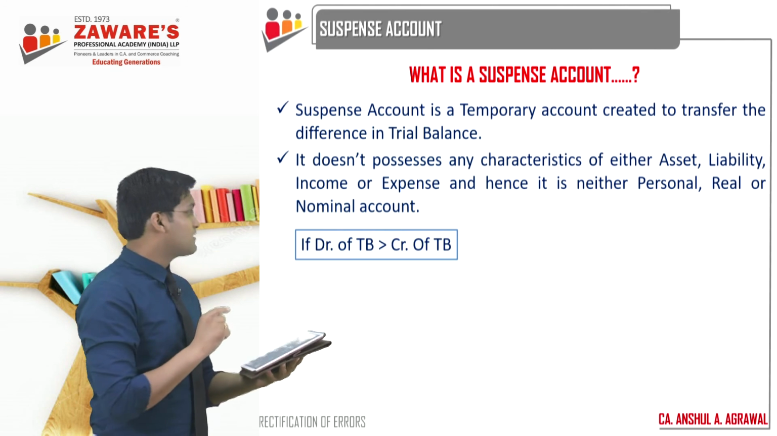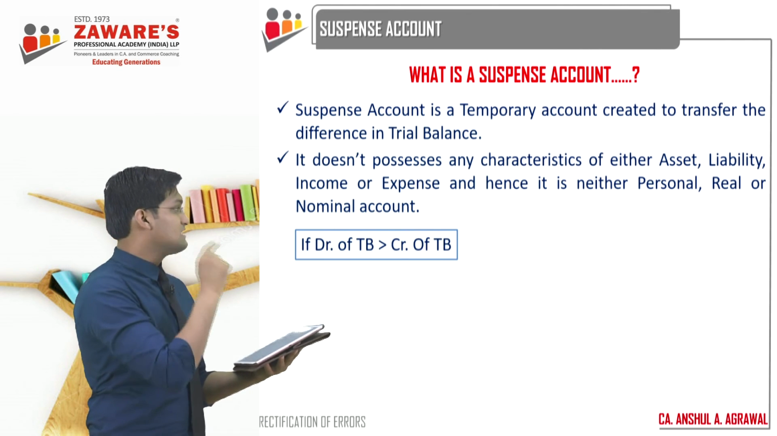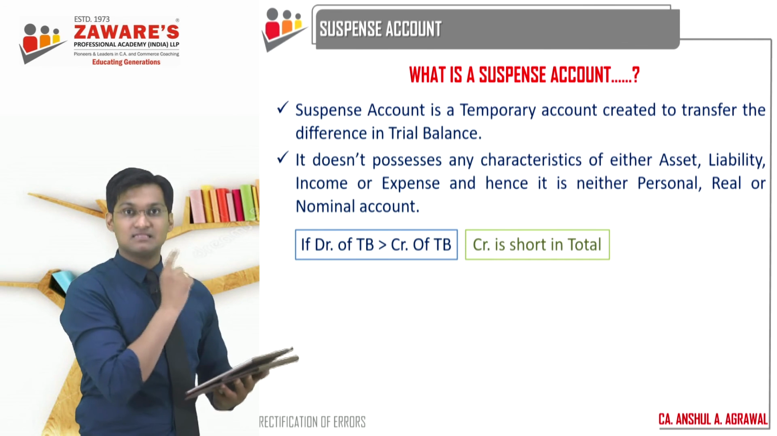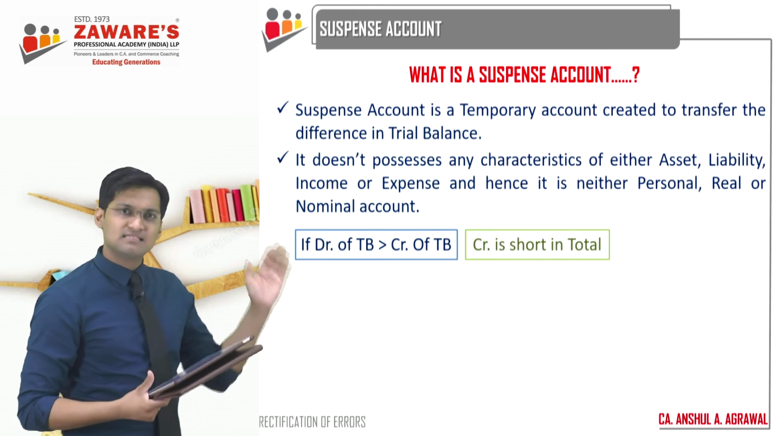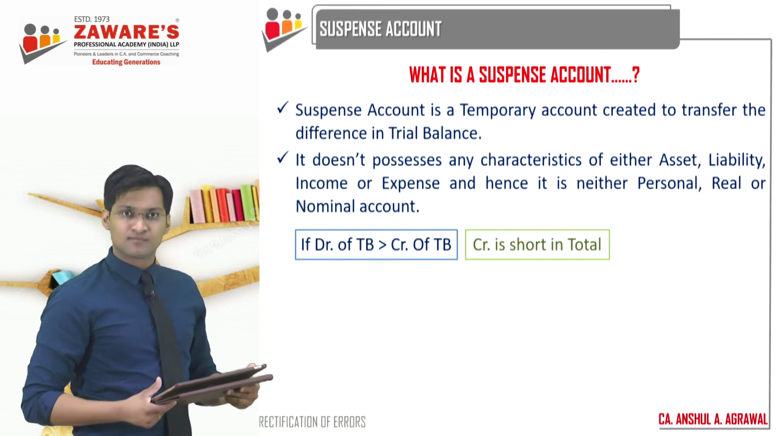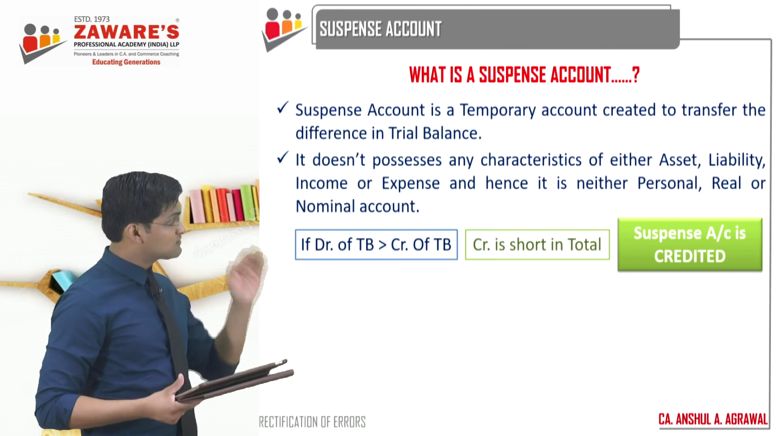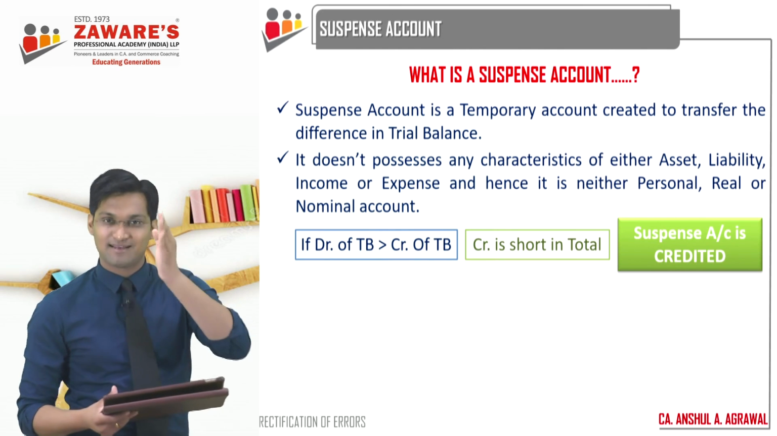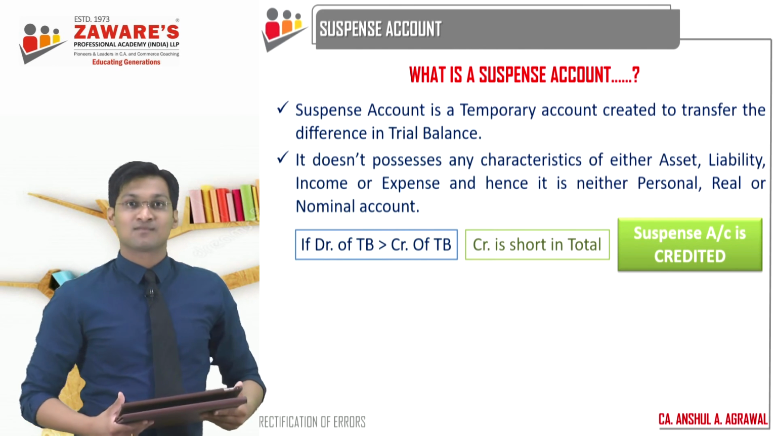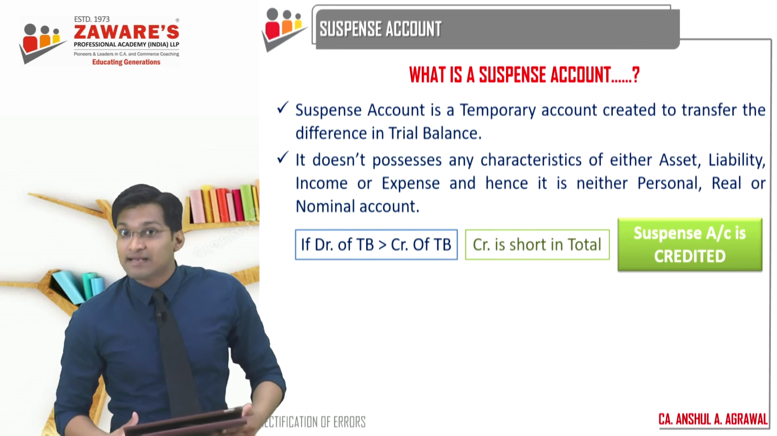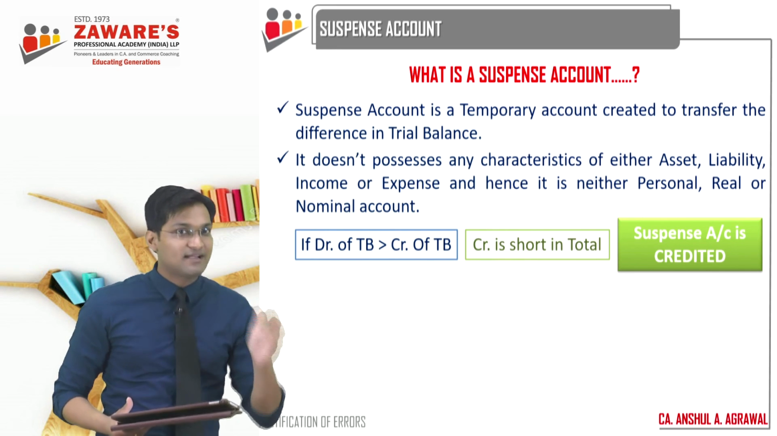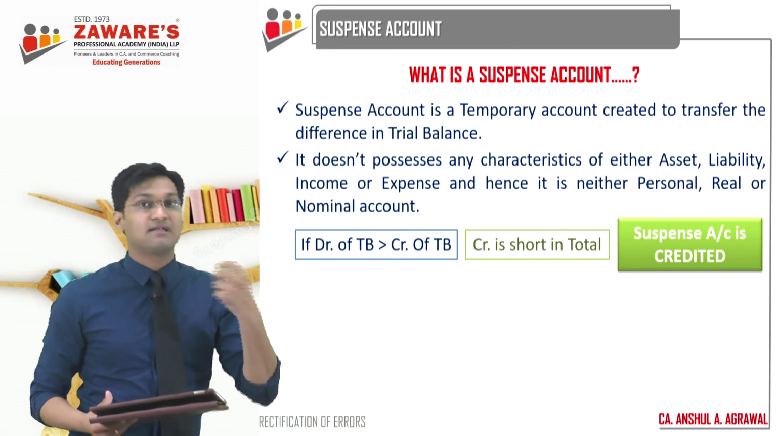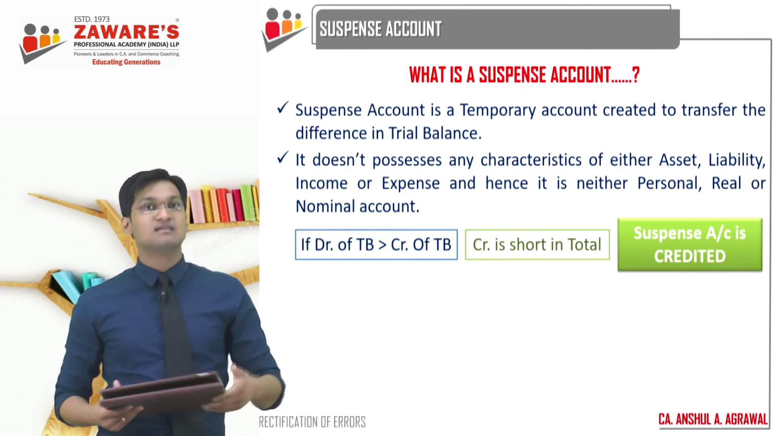So now as you can see over here, if my debit of trial balance is greater than credit of trial balance, can I say my credit is short? If my credit is short in total, can I say suspense account will be credited? Are you understanding? If debit is more than credit, that means credit is short, and if credit is short, I will transfer the difference to which account? Suspense account. Which side? Credit side. Means I will say I have credited suspense account.